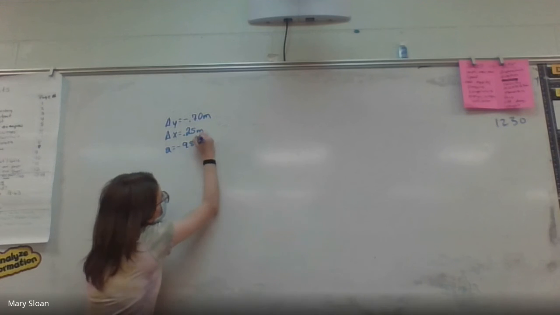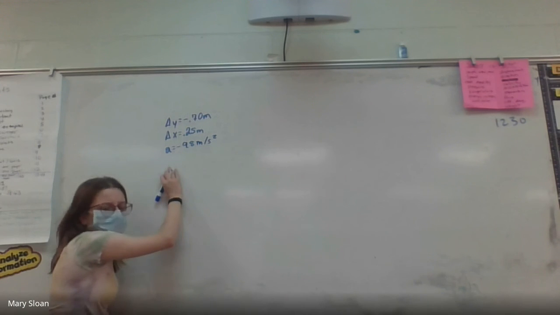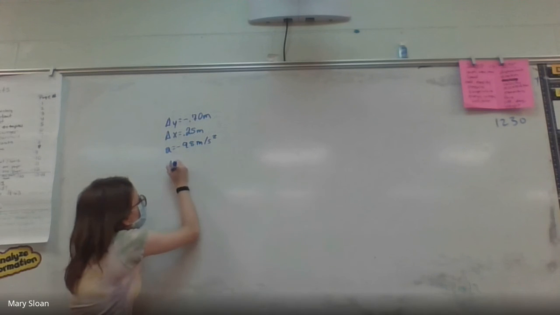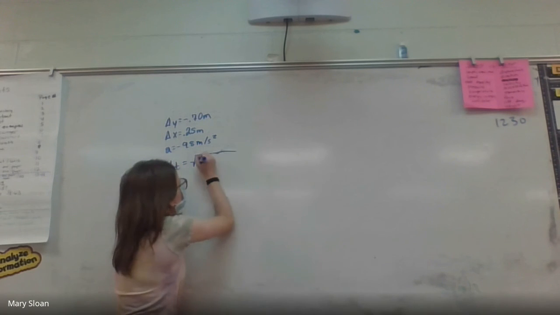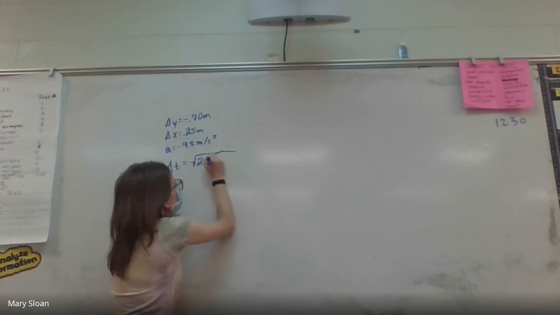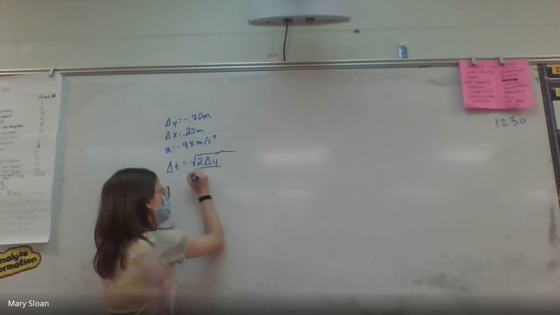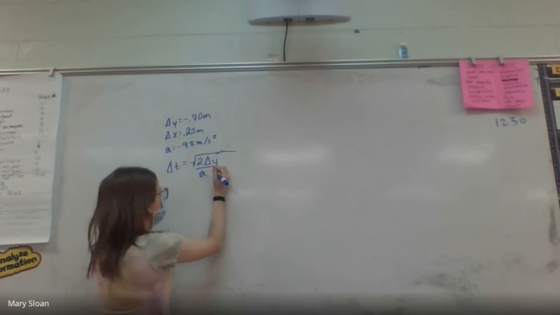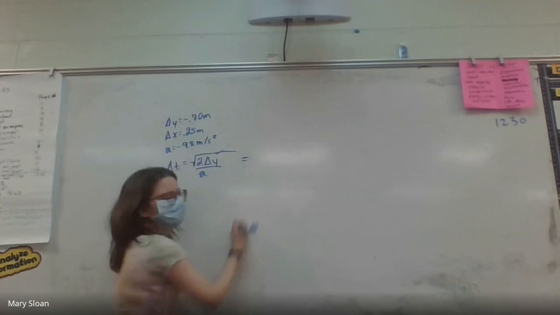9.8 meters per second. So our change in y is gravity. Okay, that's what we're doing. So we're going to do change in t equals the square root of 2 times the change in y over a y. Excuse me, just a. Equals the change in x over vx.